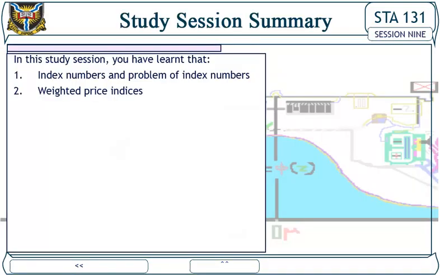Summary of Study Session 10. In this study session, you have learned about 1. Index numbers and problems of index numbers. 2. Weighted price indices. This is the end of Study Session 10.